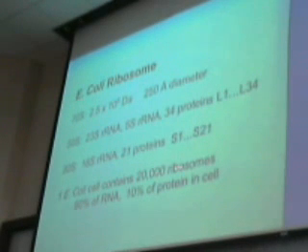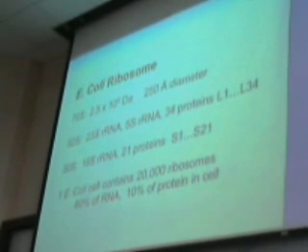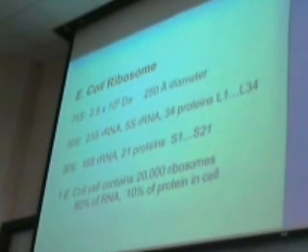Just a little interesting facts down here. 1 E. coli cell contains 20,000 ribosomes. That comprises 80% of the RNA in that E. coli cell and about 10% of the protein. So the bacteria use quite a bit of their material to carry out protein synthesis. So it's a big deal, and it's a big deal in all cells of our body as well.